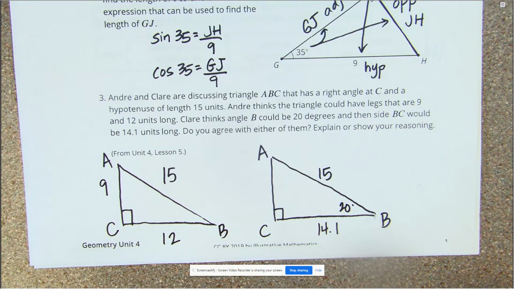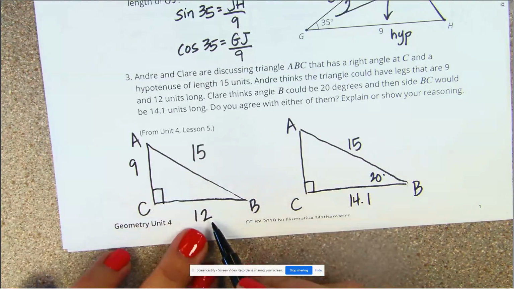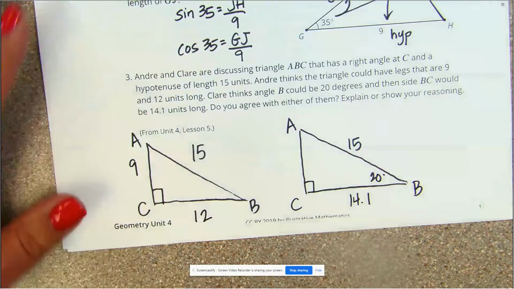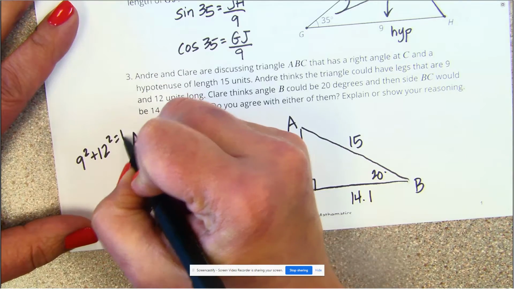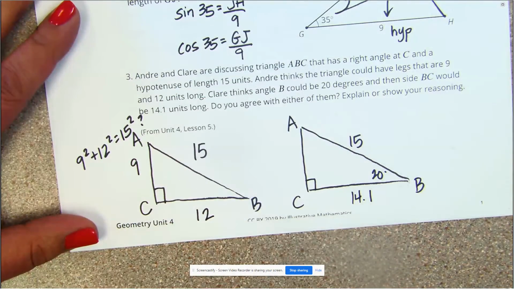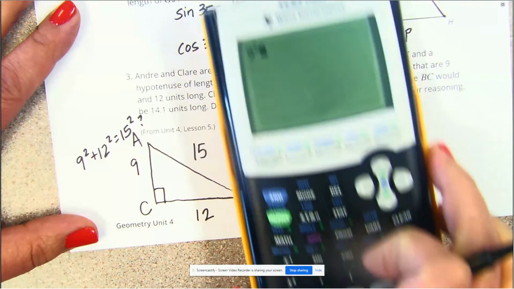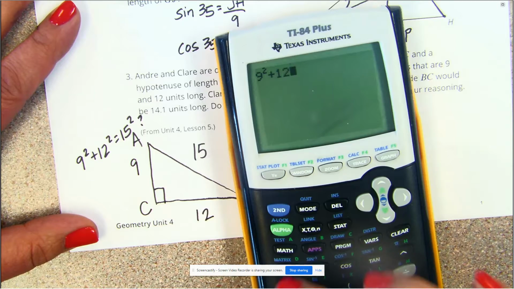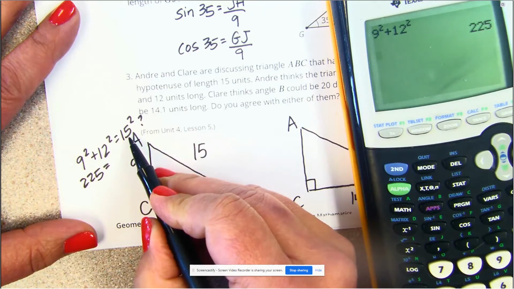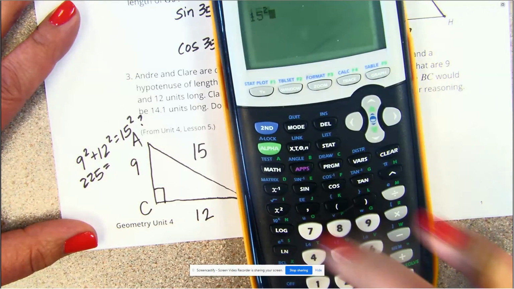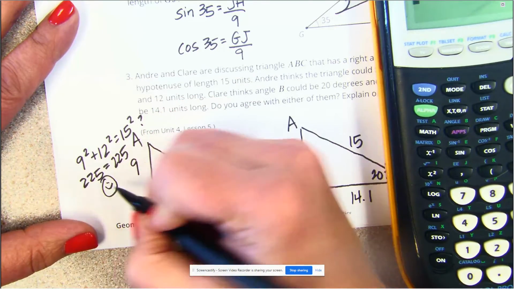Okay, well, let's try. So for Andre's, he's just saying that 9 squared plus 12 squared would make 15 squared. That would have to be true, right? Let's test it out. Is 9 squared plus 12 squared equal to 15 squared? Let's see. 9 squared plus 12 squared is 225. Equals, that better be 225. 15 squared. Yep. Andre is correct.